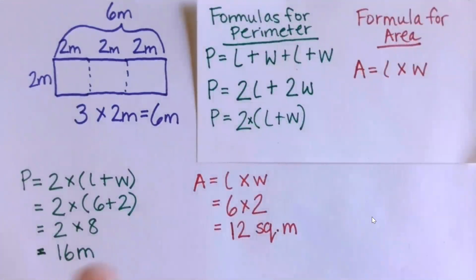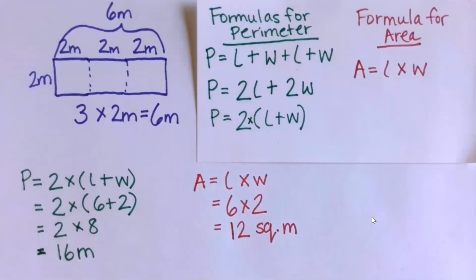I used this last formula to find the perimeter. Here's what I did. I added the length and the width, 6 plus 2, which equals 8, and then I doubled 8, or found 2 times 8, which gave me 16 meters for the perimeter.